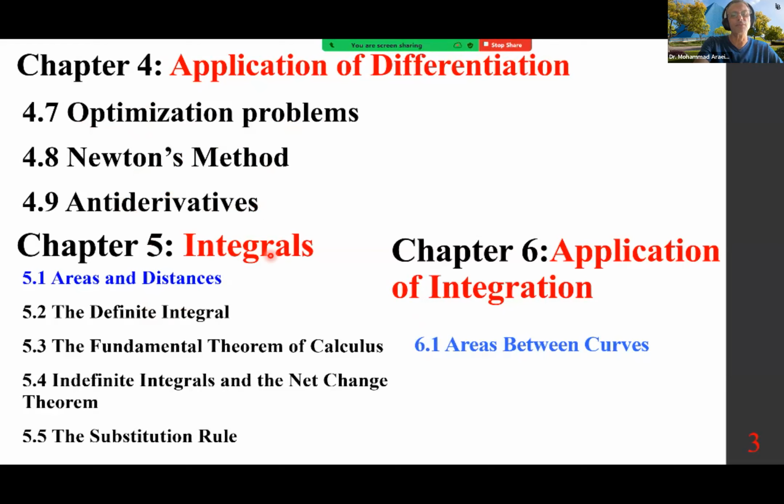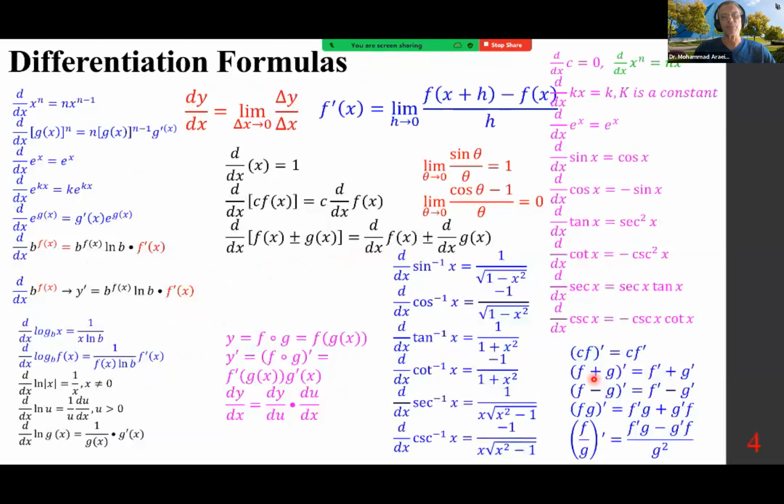Here's chapter 5: integrals or anti-differentiation, areas and distances, the definite integral, the fundamental theorem of calculus, indefinite integrals, and the net change theorem, the substitution rule. Chapter 6 is about applications, and we're going to cover 6.1 for this exam.